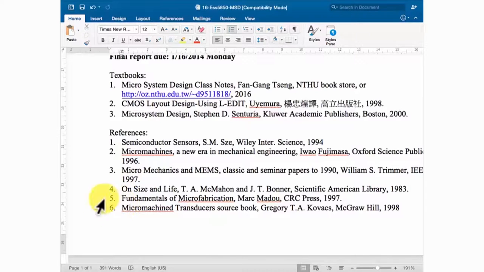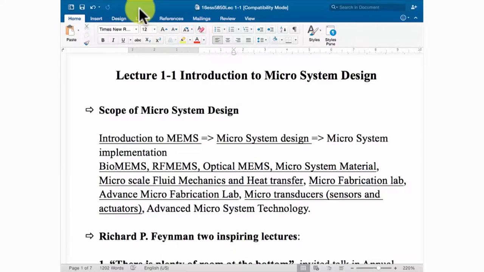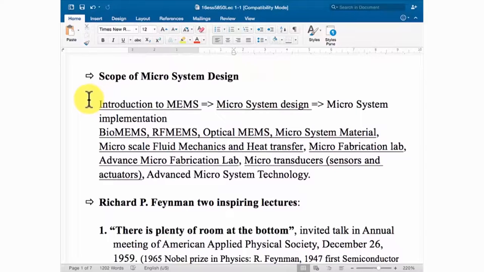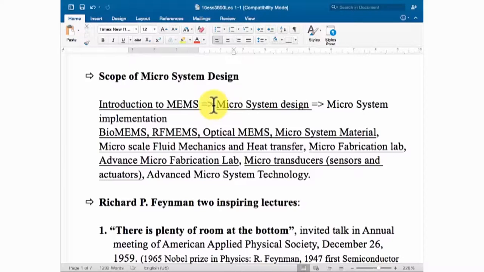And then the last two are very classical and fundamental textbooks of micromachining. First I'd like to give a brief introduction of this course, microsystem design. The scope of microsystem design is an intermediate course. Before this course, people usually take introduction to MEMS related courses, and then go on to design. The difference is that design gives you a more in-depth view of the knowledge. We want to combine the knowledge to design workable things. For the introduction, maybe you just listen to all the knowledge and get the ideas. But in microsystem design, you need to practice how to use that knowledge to do real design work, to make the device work.